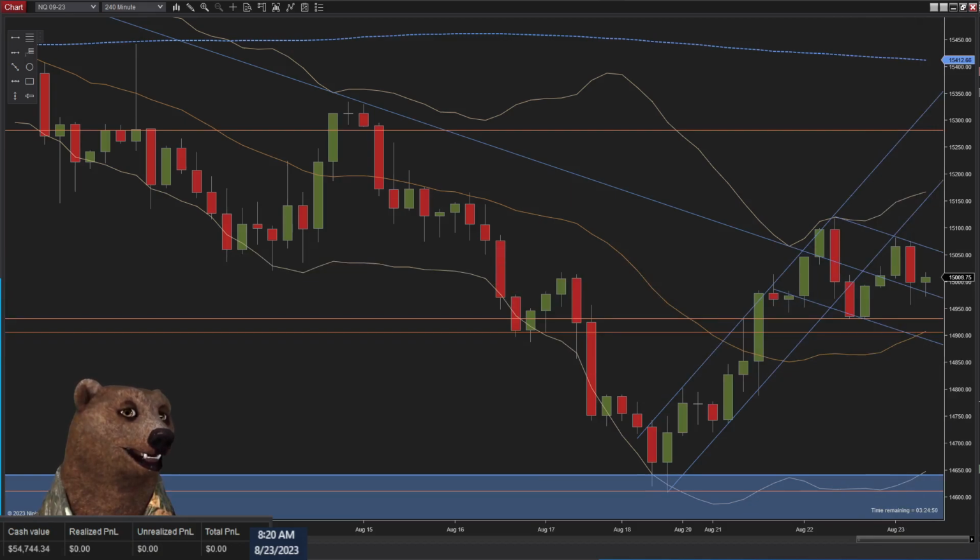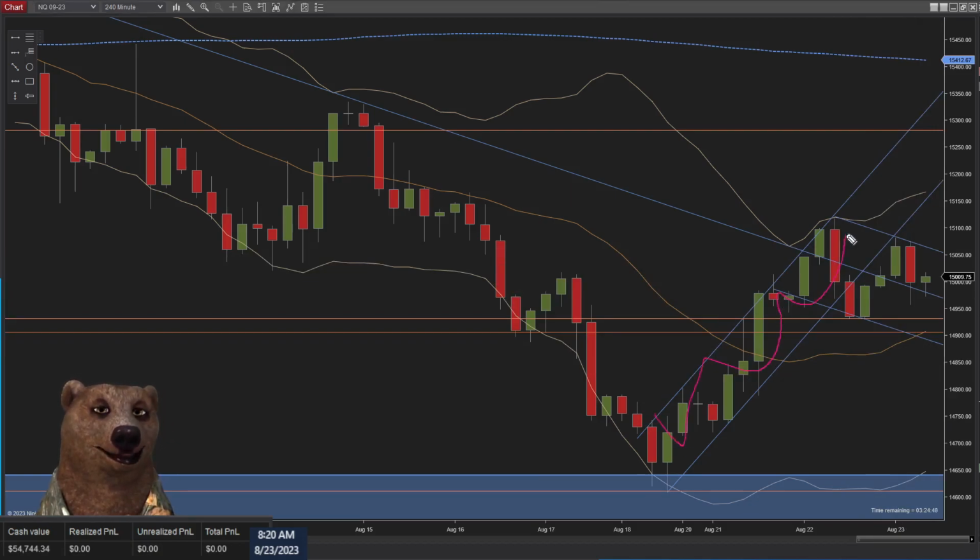You can see the channel here, and then we're kind of in this pullback channel. Let's see what it wants to do. And again, big support down here. If we break this trend line, then this is probably going to be the target for it, just on price action.